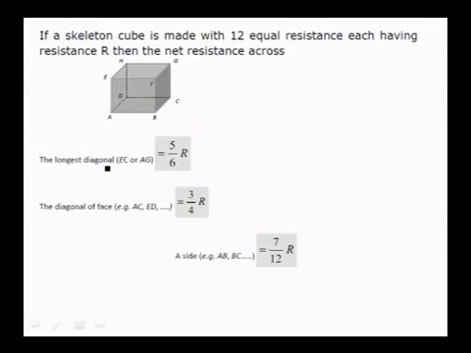The longest diagonal in this problem, I would like to consider as A and G. The resistance between A and G is given by 5 divided by 6 into R. Similarly, for the face diagonal, you are going to have A and F, which is equal to 3 by 4 into R. We are going to calculate for any one side, that is AB, the resistance between A and B, which is equal to 7 divided by 12 R.